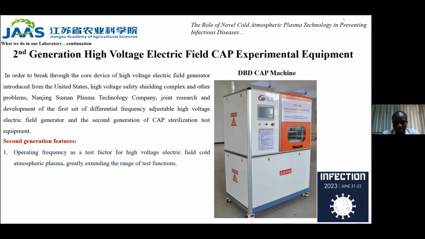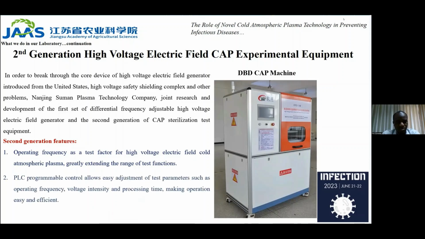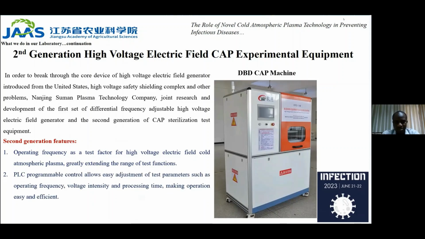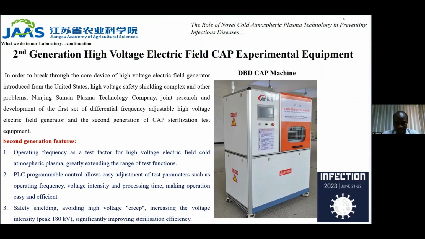The second generation has some new features. We introduced frequency to this model. The first model only worked on voltage and time, but now we have frequency as a test factor for the high voltage electric field cold atmospheric plasma, extending the range of test functions. Also, we have a PLC program control that allows easy adjustment of test parameters such as operating frequency, voltage, and processing time, making operation easy and efficient. And we have the safety shield, which avoids high voltage creep. Because of this shield, we can increase the voltage to 180 kilovolts.